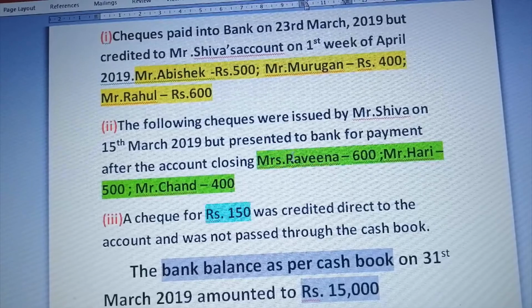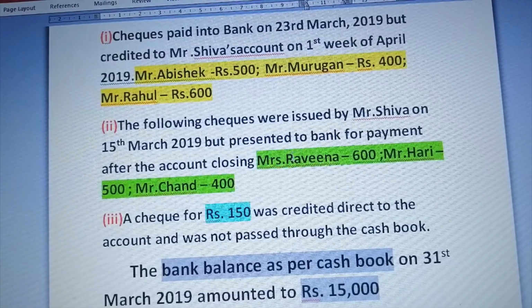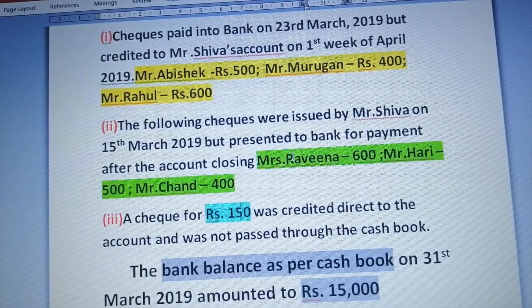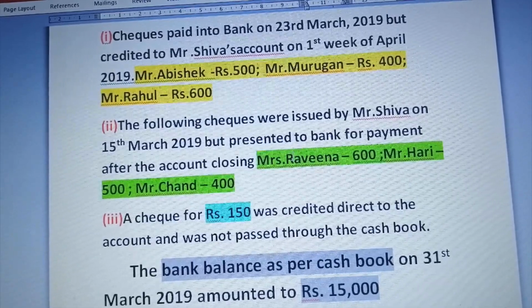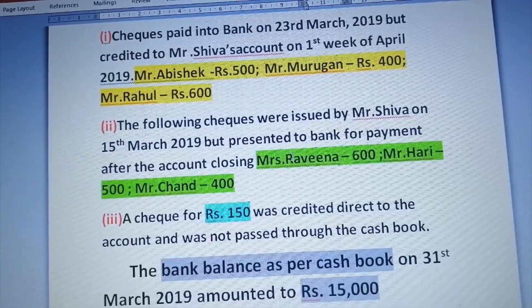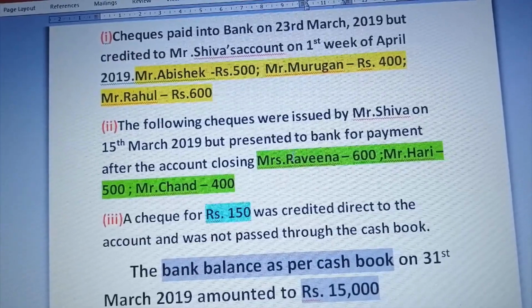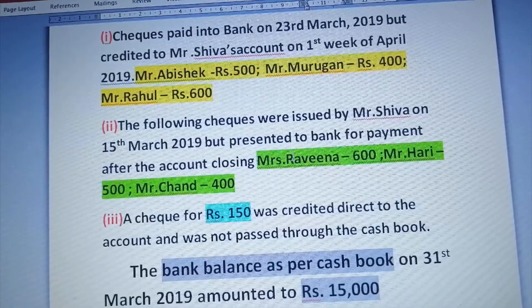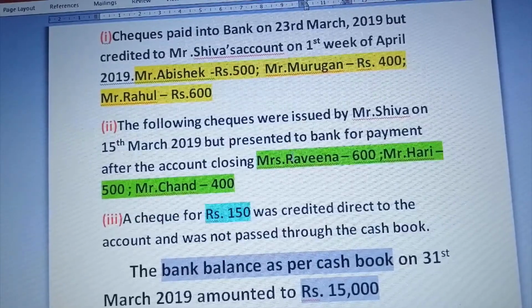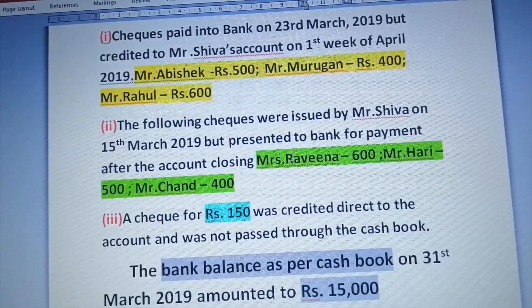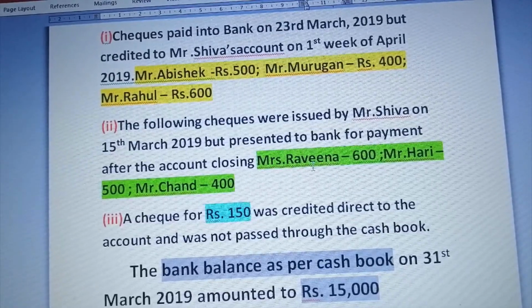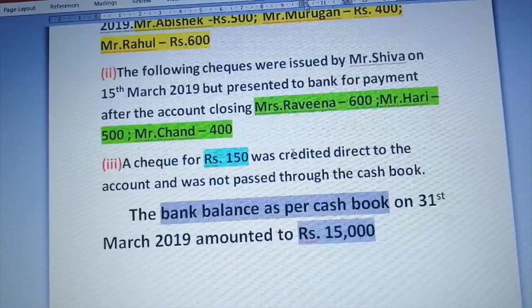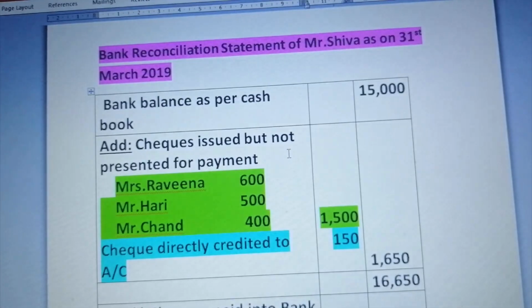Clear? Because when he issues a check, immediately he makes an entry in cash book, so that leads to decrease the balance in cash book, but still it is not presented in bank. So the bank balance of passbook will be high when compared to his cash book balance. So this is the transaction that leads to increase the balance of passbook. So what we do, this transaction is to be added back to cash book balance. Clear?